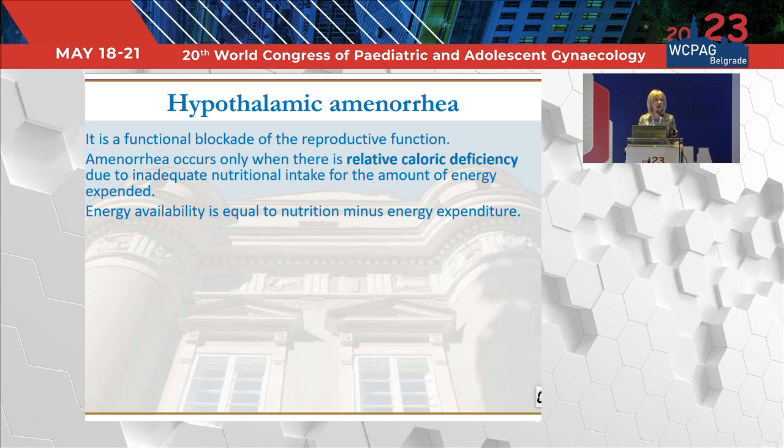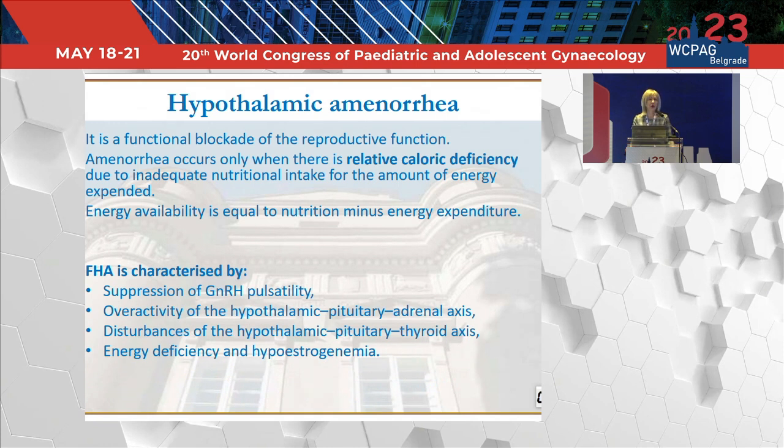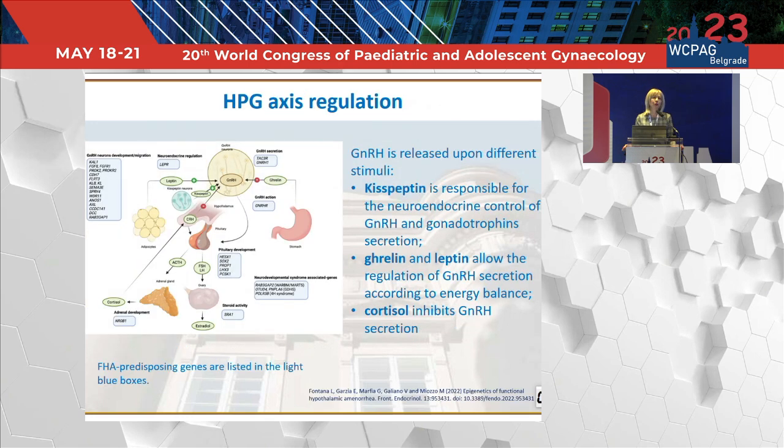And in the adolescent, the energy expenditure is not only due to training or rest, but also due to growth of our patient. So the functional hypothalamic amenorrhea is characterized by suppression of GnRH pulsatility, overactivity of the hypothalamic-pituitary-adrenal axis, disturbances of the hypothalamic-pituitary-thyroid axis, and of course energy deficiency and hypoestrogenemia.